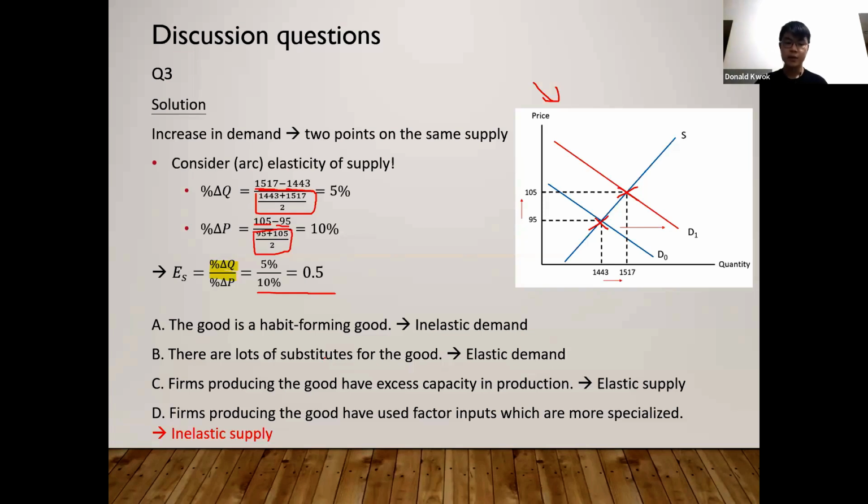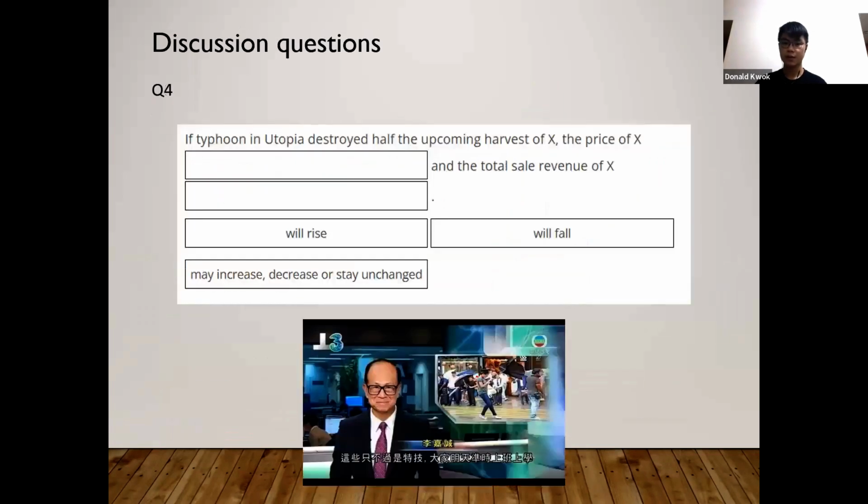And finally, D, firms producing the good have used factor inputs which are more specialized. So for more specialized inputs, likely they are more expensive and more limited. So this shows that the production cost to increase your production will be larger. Okay, so less elastic supply or inelastic supply. And we'll move to the next one. Question 4. Please take a look.